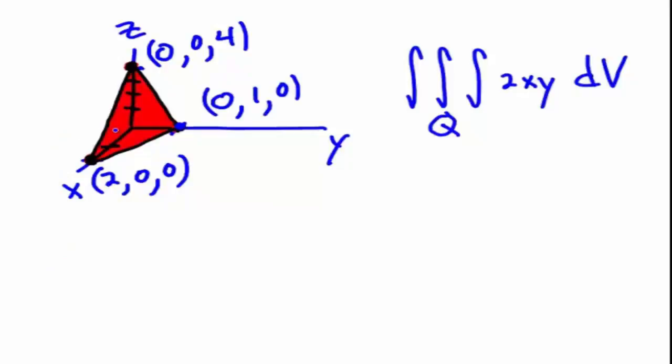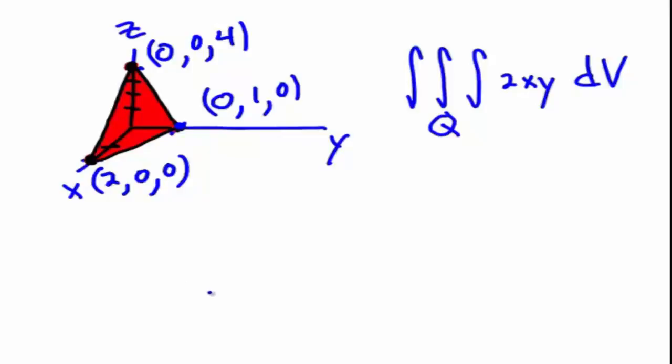Okay, so then there's this plane face of the tetrahedron formed by these vertices, the (2, 0, 0), the (0, 1, 0), and the (0, 0, 4). And in order to find the inner limits of integration, we're going to need to find the equation of this plane that I've shown you in red here. So how do we do that?